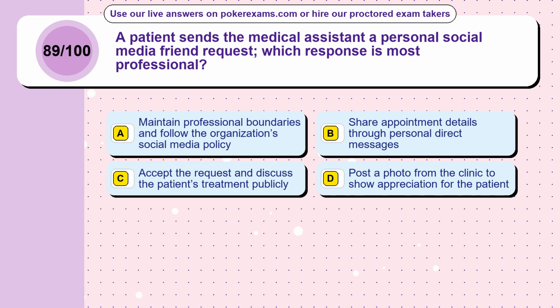Question 89. A patient sends the medical assistant a personal social media friend request. Which response is most professional? Option A. Maintain professional boundaries and follow the organization's social media policy. Option B. Share appointment details through personal direct messages. Option C. Accept the request and discuss the patient's treatment publicly. Option D. Post a photo from the clinic to show appreciation for the patient.